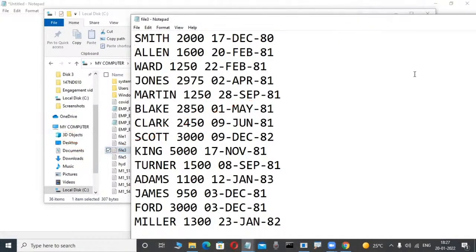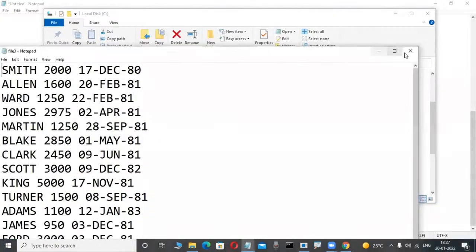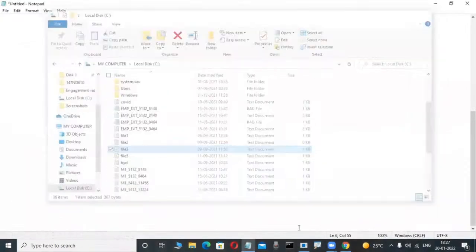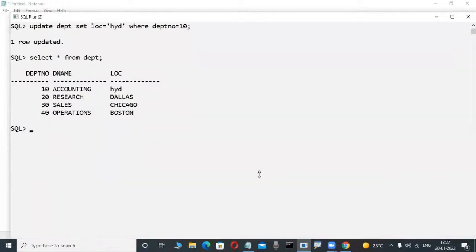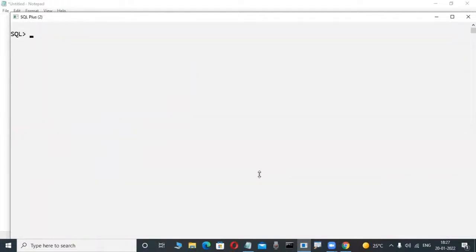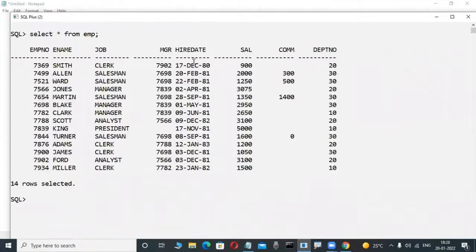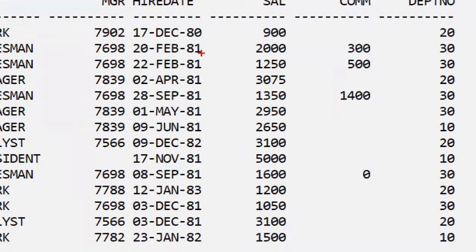But nowadays, these types of database software are available. For example, these are relational database software. Somewhere data is there. Suppose these are the employees who have joined, and I want to display the employees who joined before 1981.